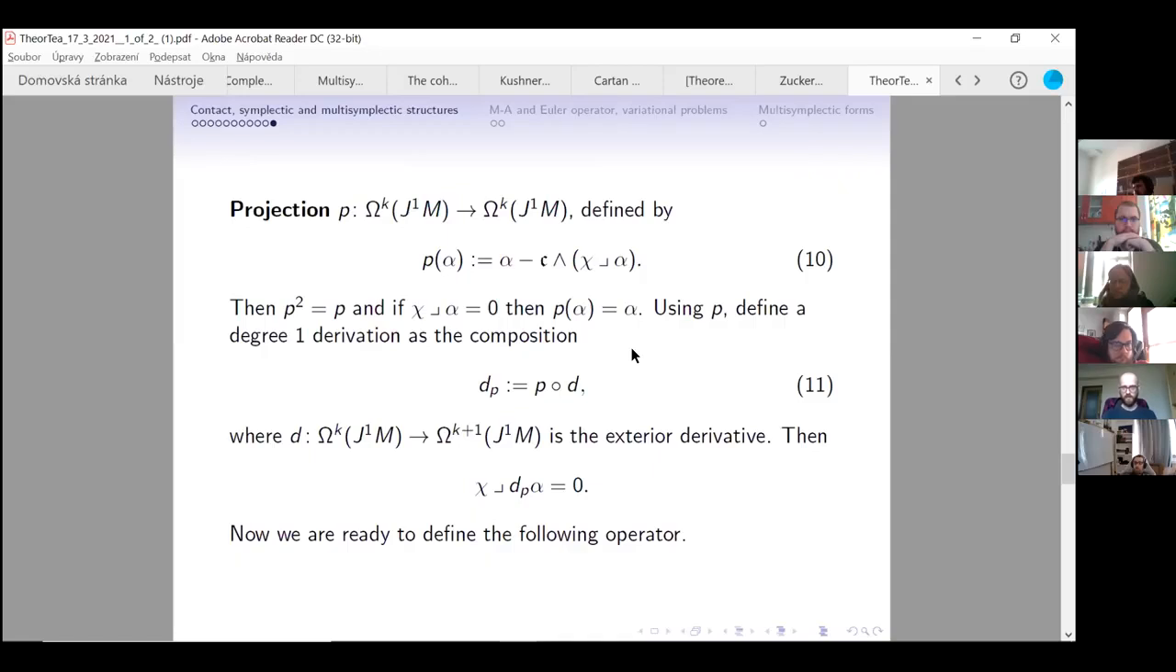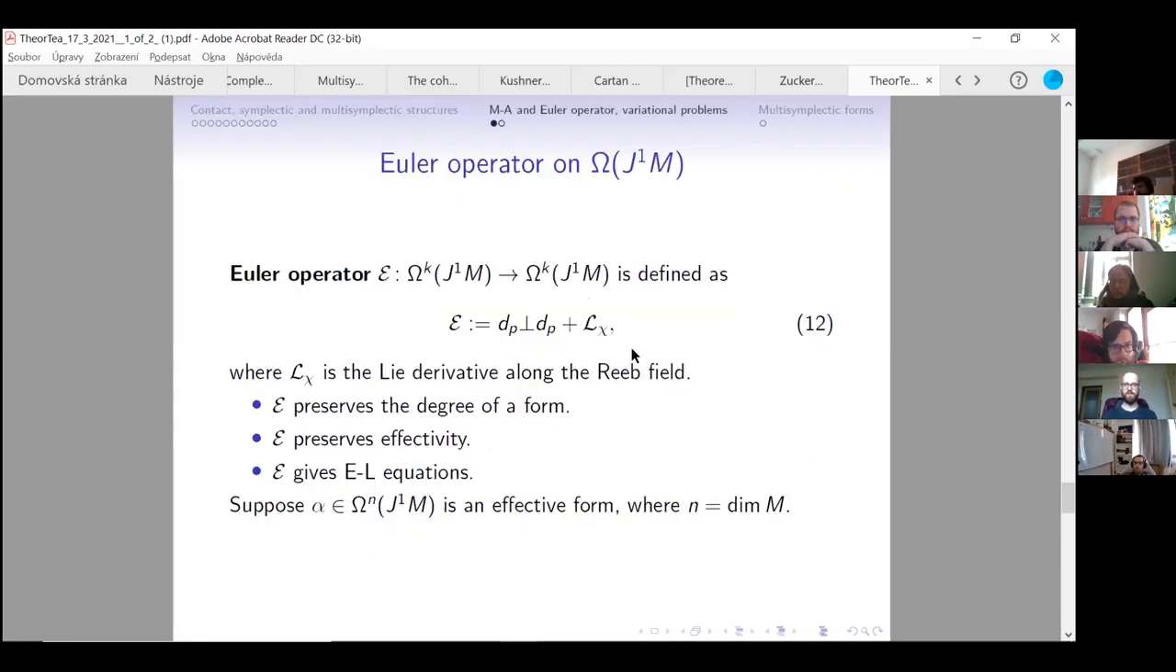Okay, and now we are all prepared to define the Euler operator. And it is defined like this: d_p composed with the bottom operator composed with d_p, plus the Lie derivative along the Reeb field. So this is an interesting operator. It's not completely obvious, at least it was not obvious to me, why it is defined in this way. But as a matter of fact, this expression (12) follows from cohomological considerations.